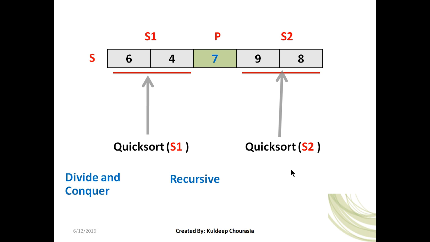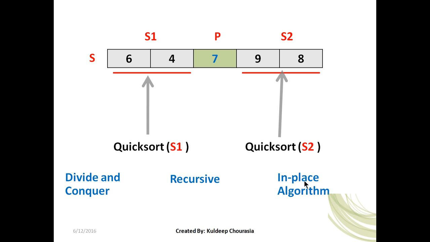Every time we apply recursion, we are solving a part of the problem which is smaller than the previous part. For example, in our case, S1 and S2 are two parts of our problem which are smaller as compared to S, which contains all the elements. But S1 and S2 contain only two elements. So every time we apply recursion, we are solving a part of the problem which is smaller than the previous part.